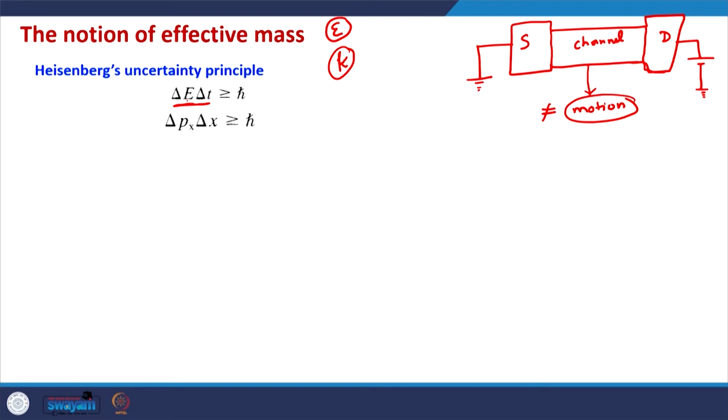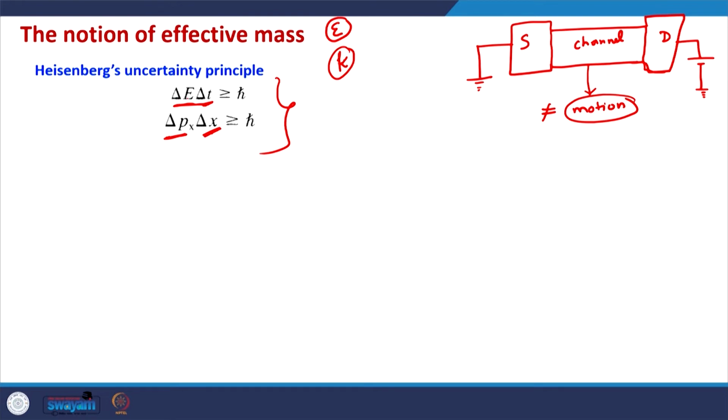So, energy and time is one such pair. If we know the energy of an electron precisely, we cannot say about its motion, about its dynamics. If we know the momentum of the electron precisely, we cannot tell about the position, the exact location of the electron, and this is known as the Heisenberg's uncertainty principle, and this is the mathematical inequality that captures the Heisenberg's uncertainty principle.